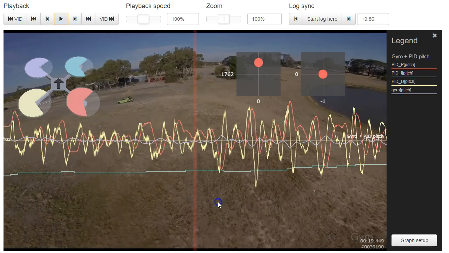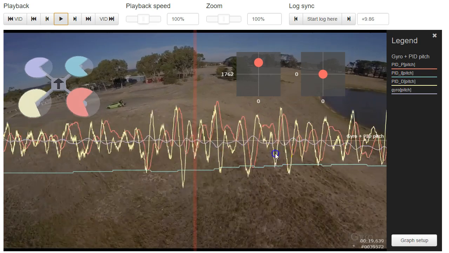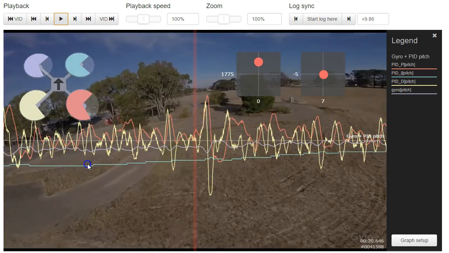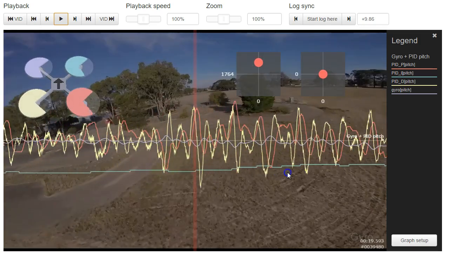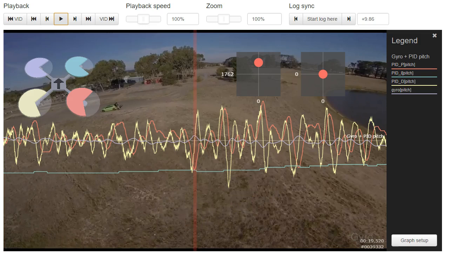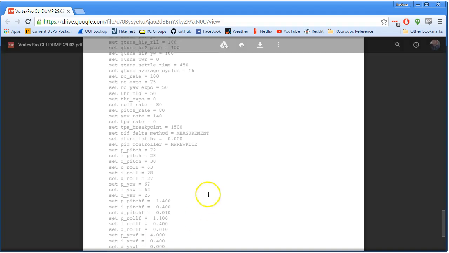Whereas here we can see this is just happening and happening and happening. And that's more consistent with the D-gain being too high. So if we look at your command line dump, on the pitch axis, D is 30. Yeah, drop that way down. Drop them both to like 10 or 15 at most. And then check your P.